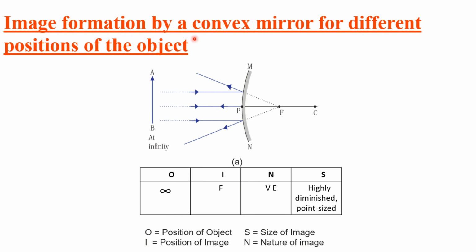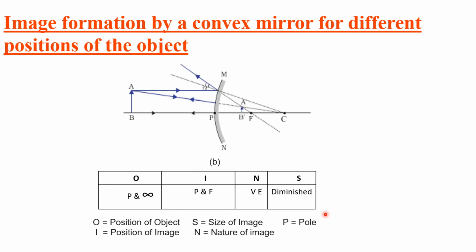Next is image formation by convex mirror for different positions of the object. Here only 2 cases are formed. So object is at infinity. The ray parallel to principal axis will get diverged and appear as if coming from the focus. Here is the point of intersection and the image will be formed inside the mirror at F. Nature of the image is virtual and erect and it is highly diminished or point size.